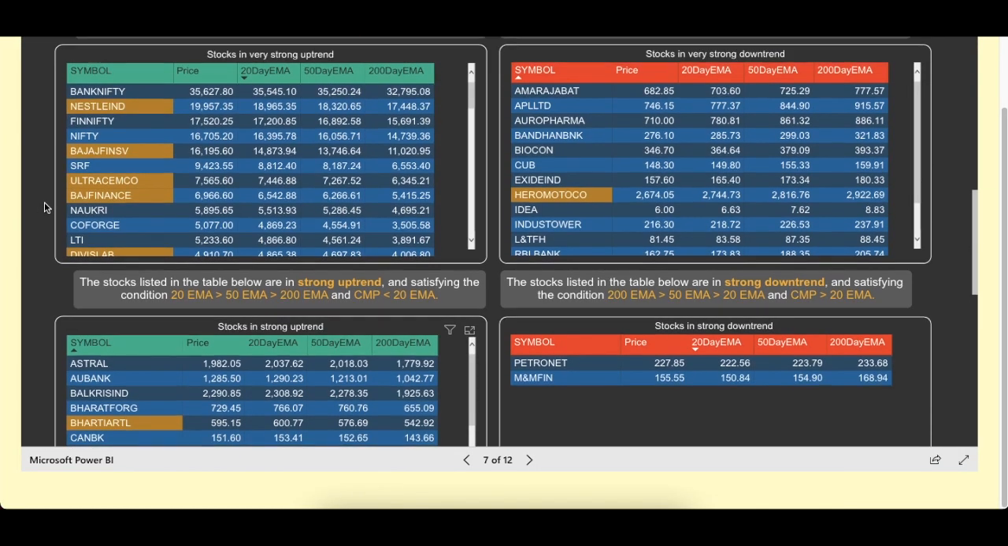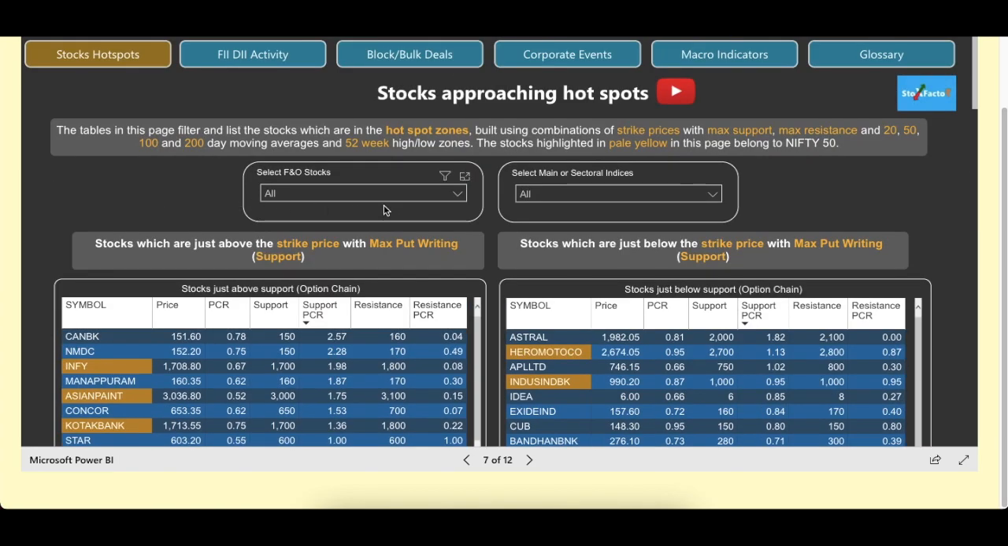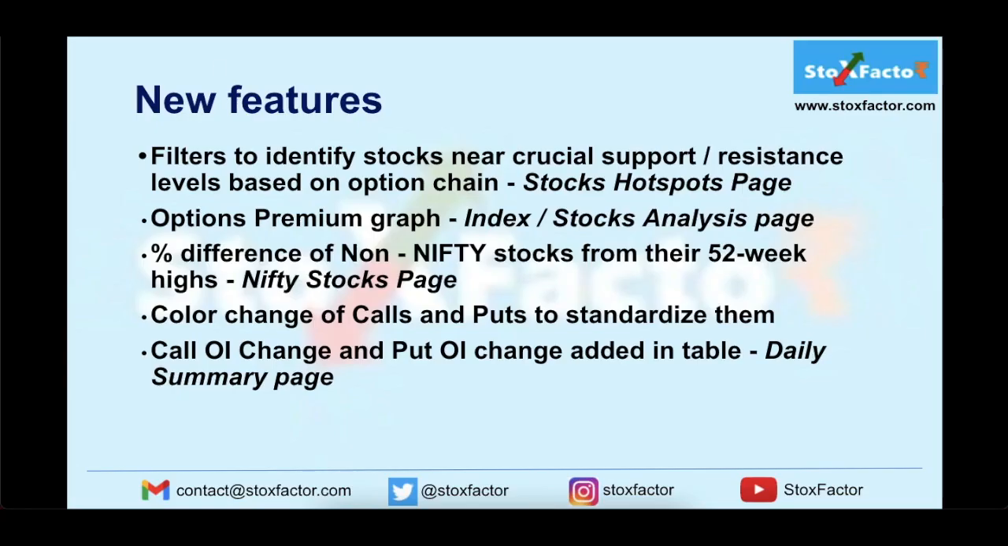And you also saw the filters on the top, using which you can filter on the stock or the stocks which are related to any particular index. So this covers the first feature which we have recently added to our dashboard. Now switching to our slides and coming to the second feature, option premium graph.